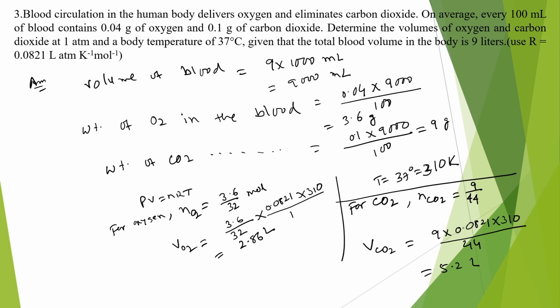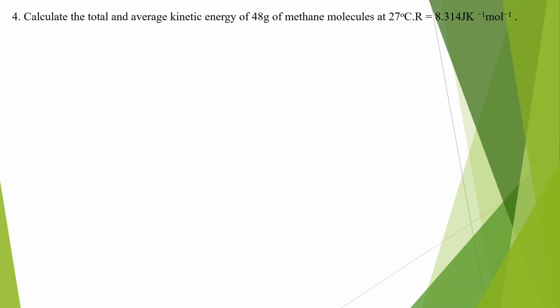So, this was problem number 3. Next, we go to problem number 4. Calculate the total and average kinetic energy of 48 gram of methane molecules at 27 degrees Celsius. Value of R is given.